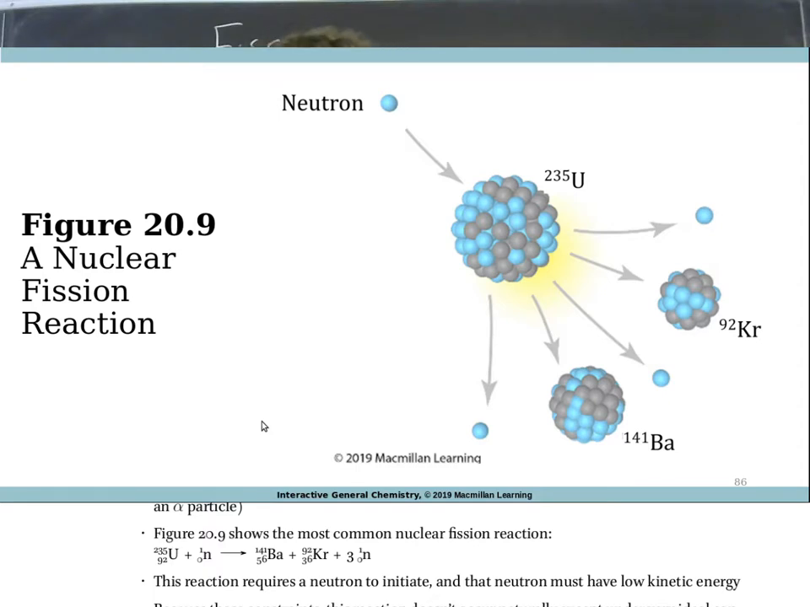It requires a neutron to initiate, and that neutron needs to have sufficiently low kinetic energy that it can get absorbed into the uranium nucleus. If it's going too fast, then it would sort of deflect off. And so you need neutrons that are going slowly in order to have this sort of reaction occur. And because of that, this doesn't happen naturally very often.